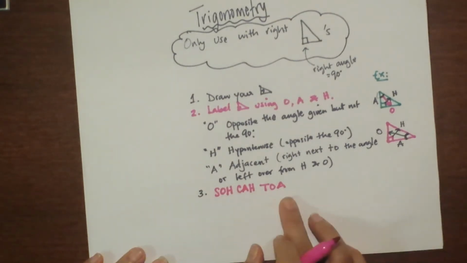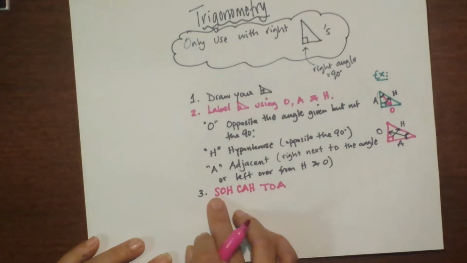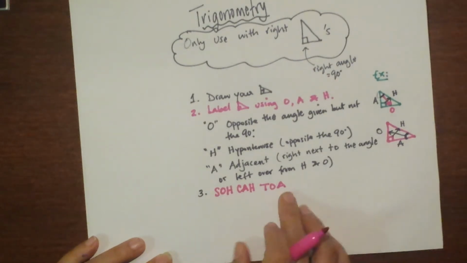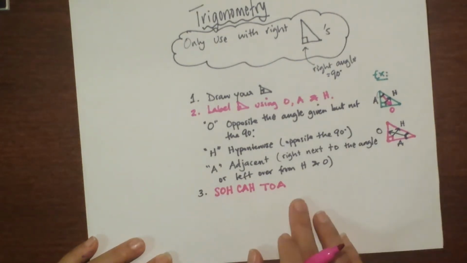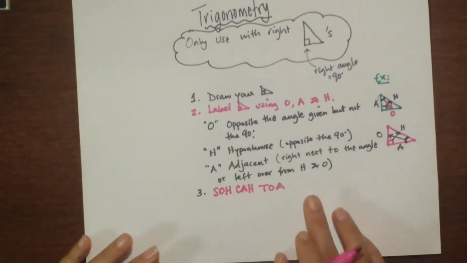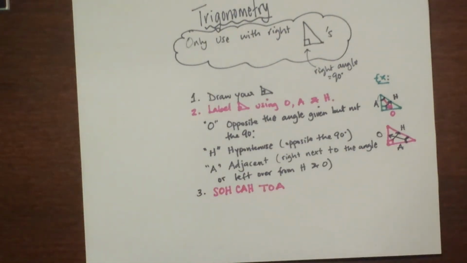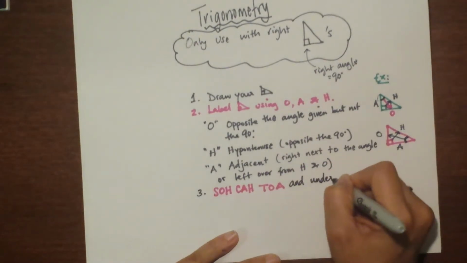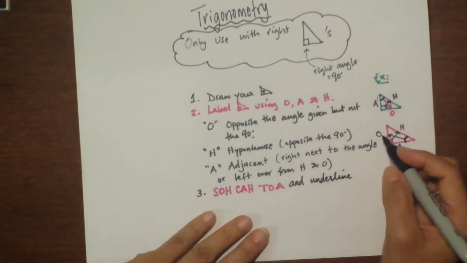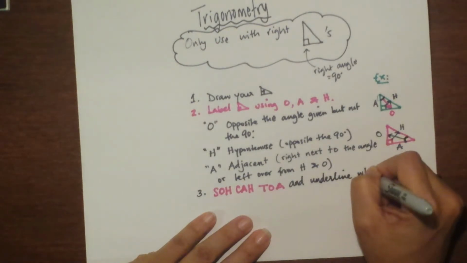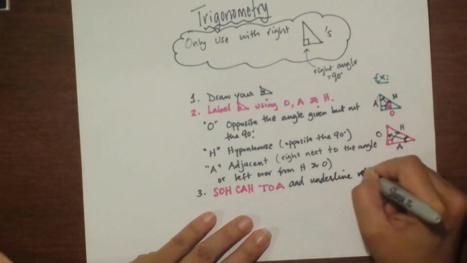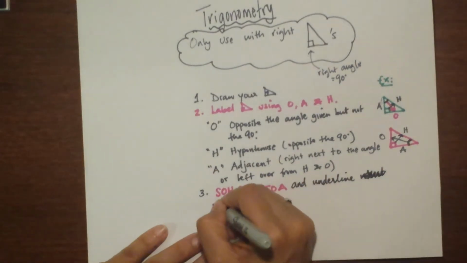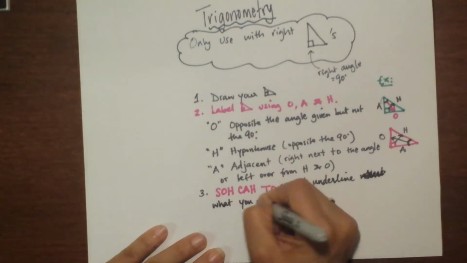You're going to hear SOHCAHTOA a lot more than you'll hear 3 old angels, because 3 old angels is how I learned it in high school. But here in the States, of course, it's going to be SOHCAHTOA. So step 3 is SOHCAHTOA, and underline what you need.